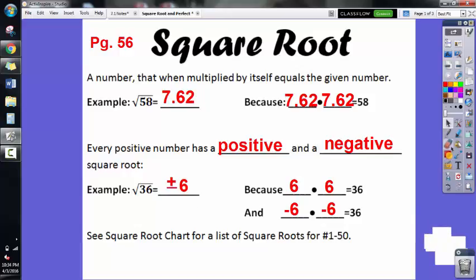And the way that you show there's 2 answers here is if you look at this symbol in front of the 6, that means positive 6 and negative 6 is the answer for the square root of 36, because both of those numbers work. Okay, this note at the bottom says, see your square root chart for a list of square roots for numbers 1 through 50.